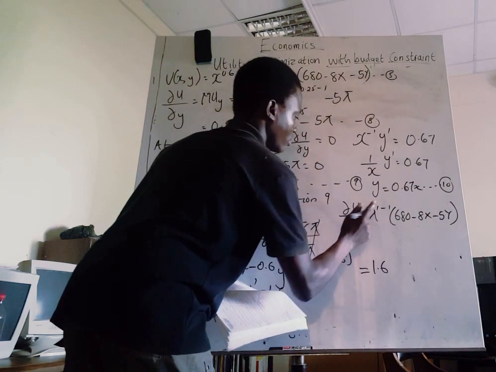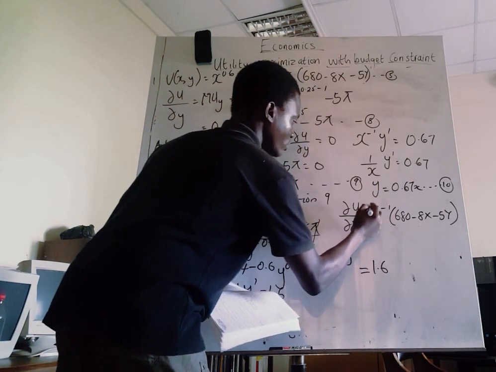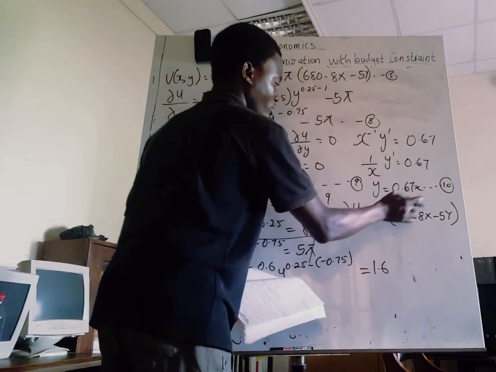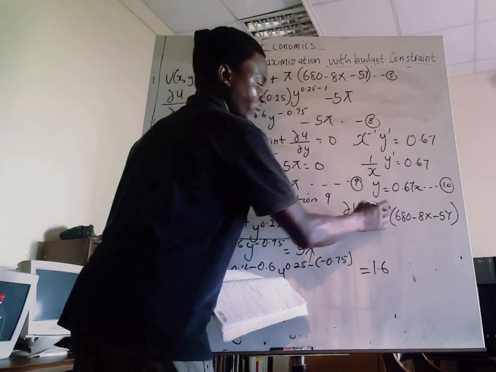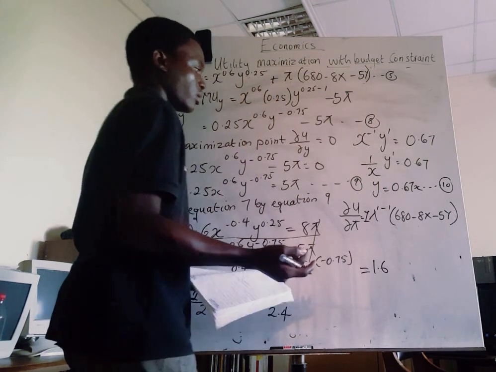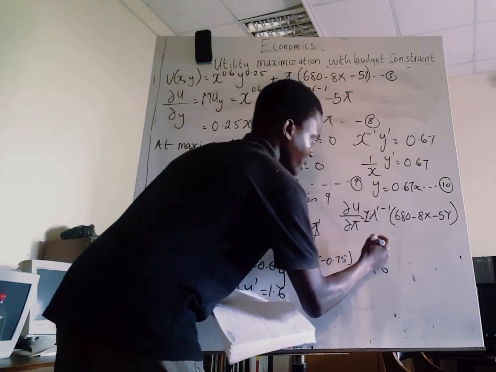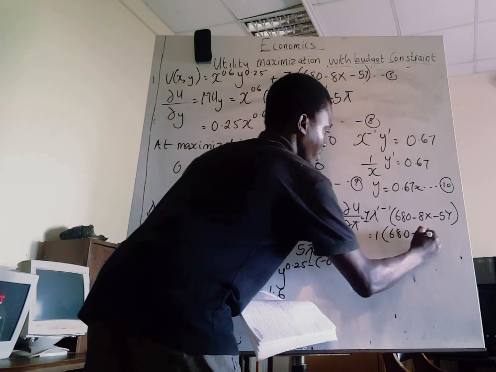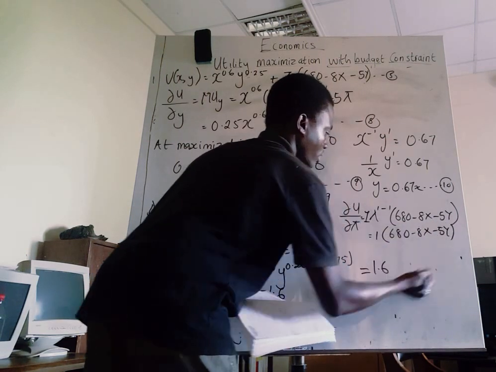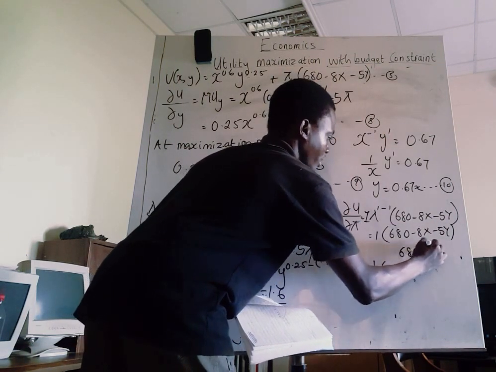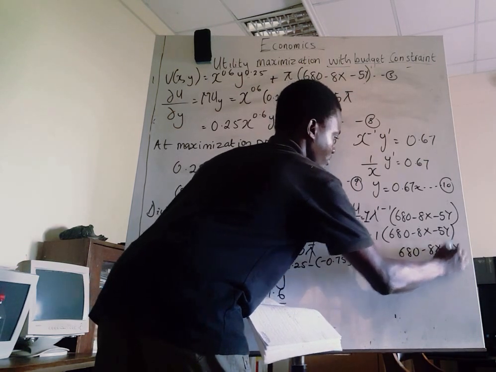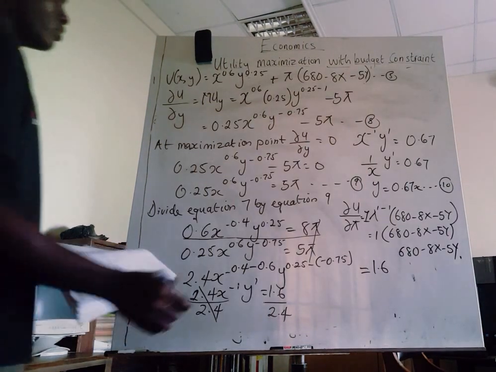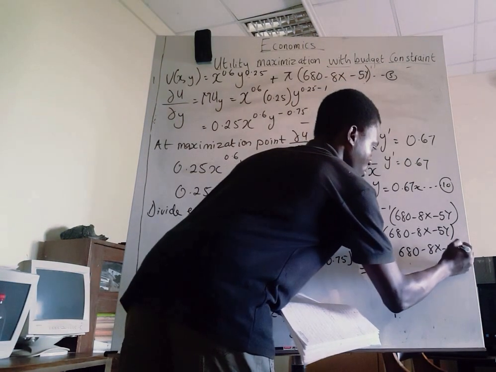Lambda carries the power of 1, so 1 comes here, and this becomes 1 minus 1. 1 minus 1 becomes 0, and anything raised to the power 0 is 1. So all of these become 1, and we have just 1 into bracket 680 minus 8x minus 5y, which is just 680 minus 8x minus 5y. So this gives us our equation 11.